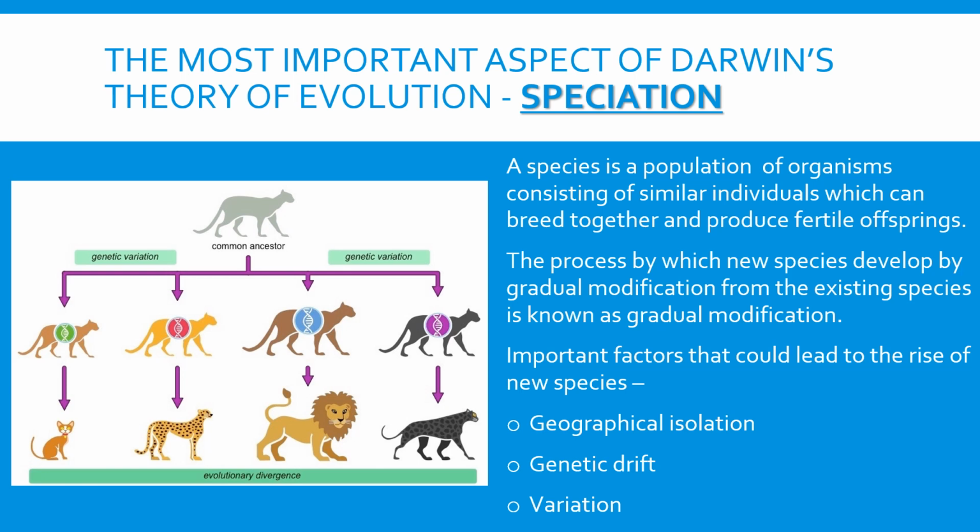Variations caused in individuals due to natural selection is the third factor responsible for the formation or development of new species. As you can see in the picture, from a common ancestor, four types of animals have evolved. That is cat, cheetah, lion and black panther. This is an example of speciation or evolution of new species.